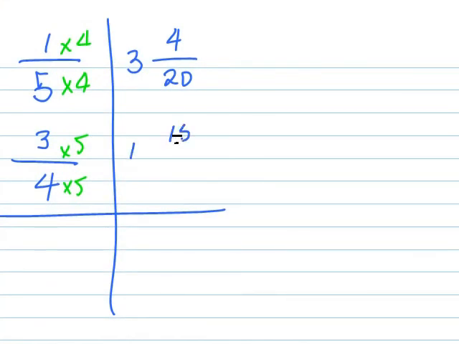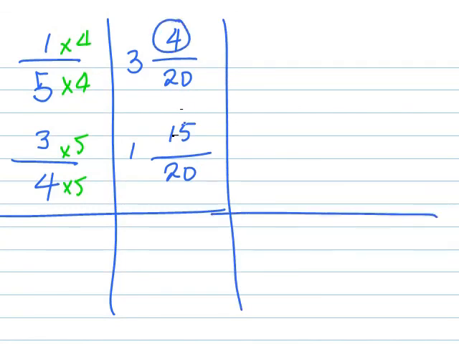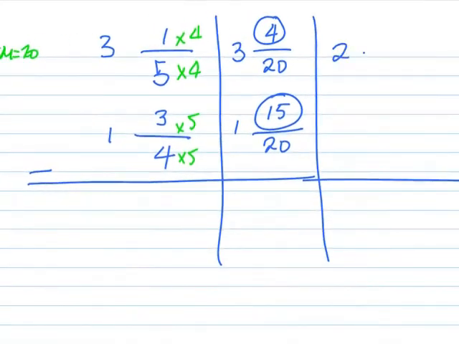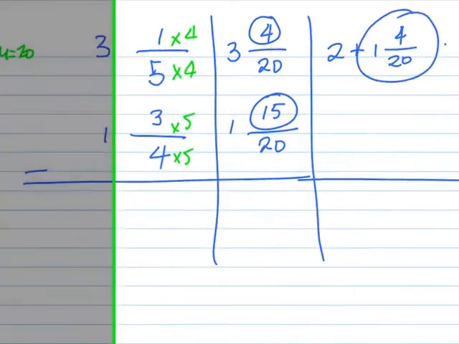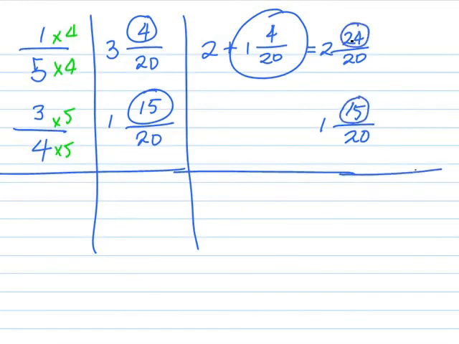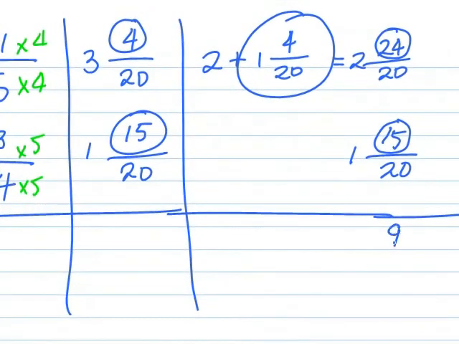Now I'm supposed to subtract. This is smaller than 15. Remember what I do? I need to borrow. 3 is 2 plus 1. And remember what we did? Change this into an improper fraction, which is the same as 20 times 1 plus 4, 24 over 20. And you had 15 over 20. I don't change that. And this number is smaller than this one. That means I can subtract 24 minus 15, 9. 2 minus 1 is 1. And you look whether or not you can simplify. In this case, you cannot. That means you're done.